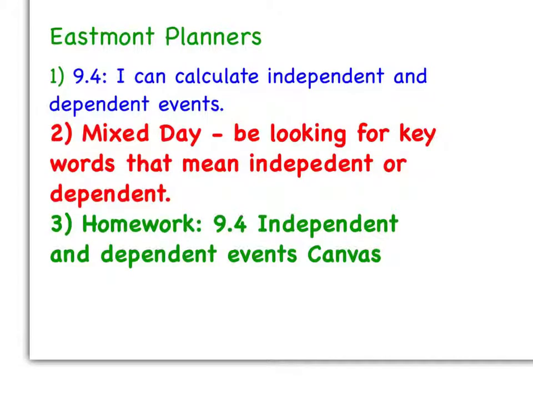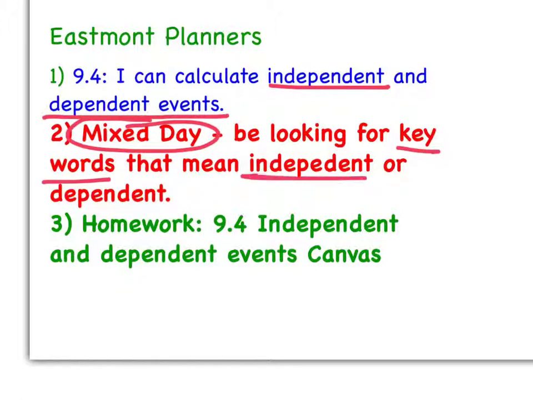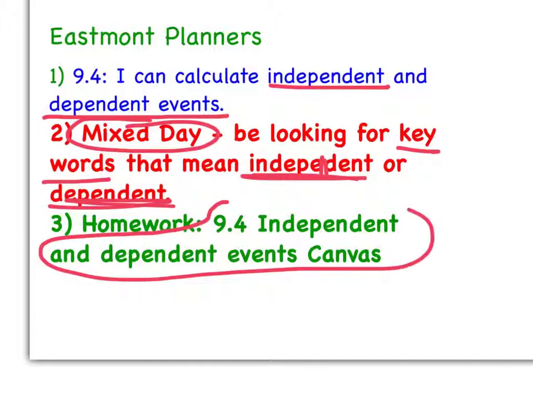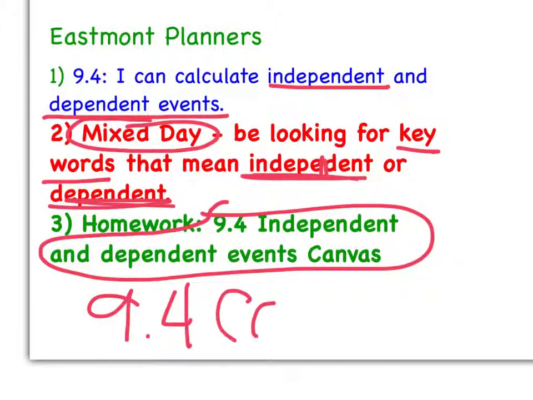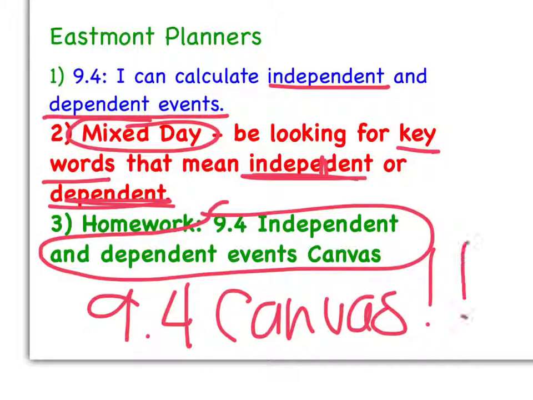Alrighty, we're starting up the video again because everyone is quiet and everyone is sitting down. Please get out your planners, and we are going to write independent and dependent today. Today is a mixed day, so you're going to be looking for keywords that mean either independent or dependent. Our homework tonight is Canvas. Please write that down. 9-4 Canvas in our planners. Do not be zapped tomorrow because you did not write it down, because that can happen. Let's go ahead and pause the video until everyone has it in their planners.